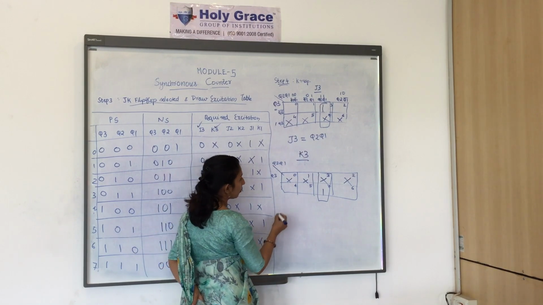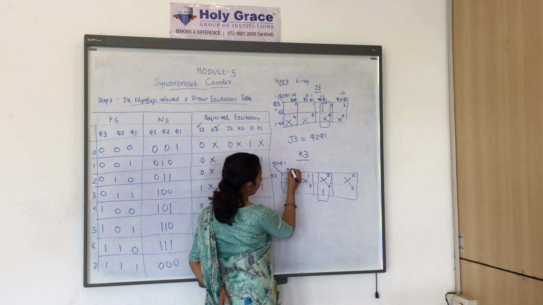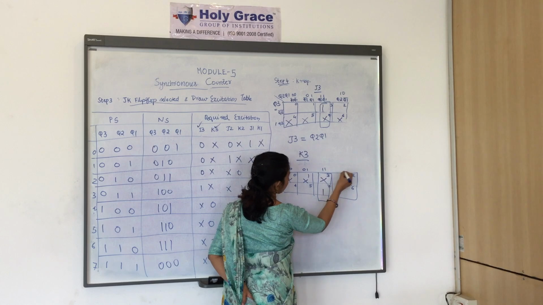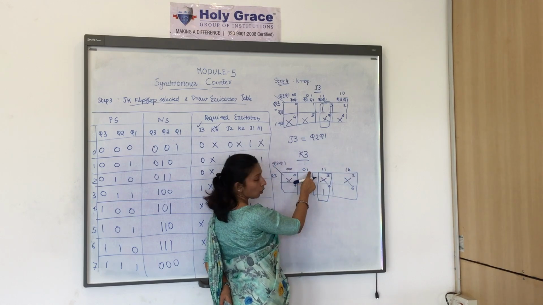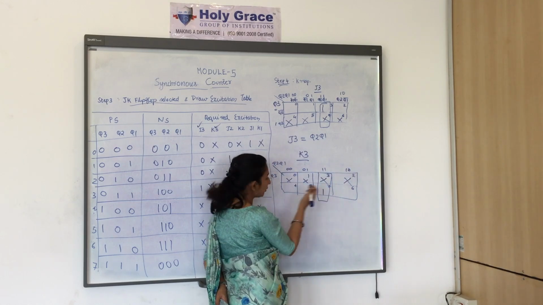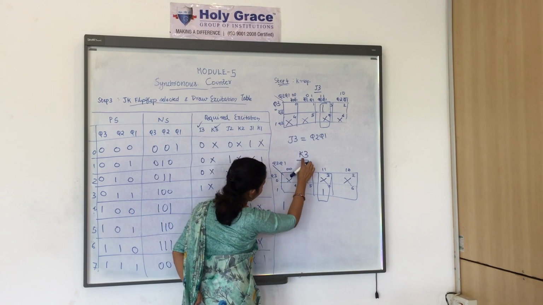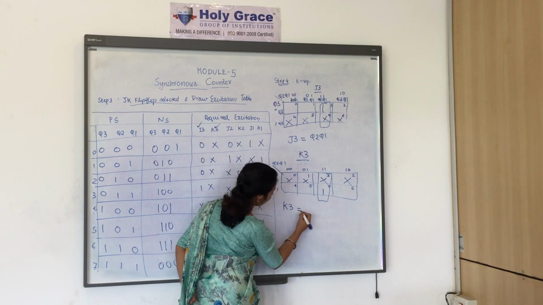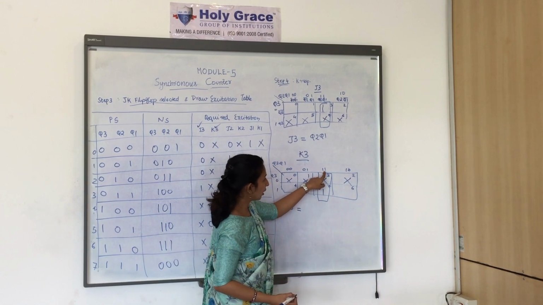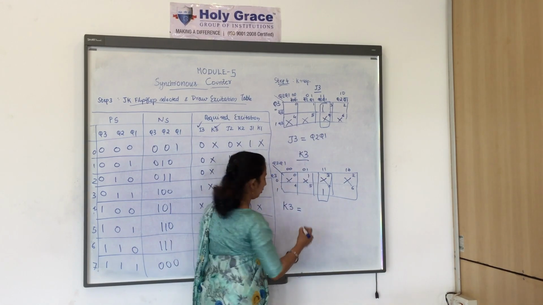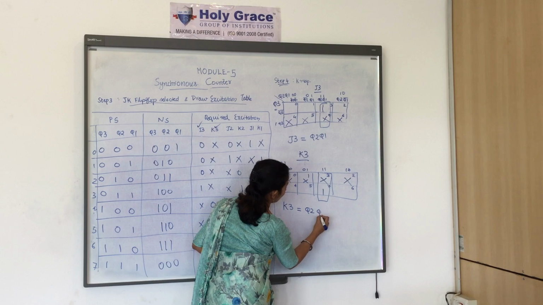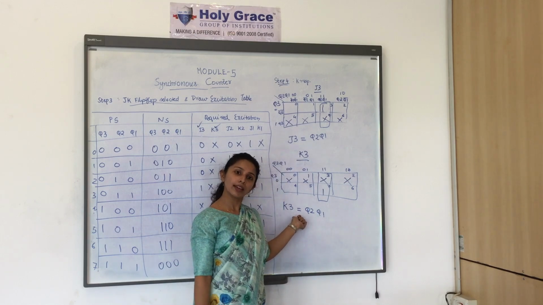So when you write down the equation, first you have to write the above values, which are 0 0 0 1 1 1 1 0, always 0 and 1. So when you write the equation, K3 is equal to, it is for 1 1, that means Q2 Q1. So that is the equation for K3.